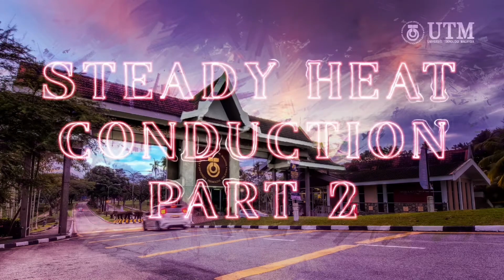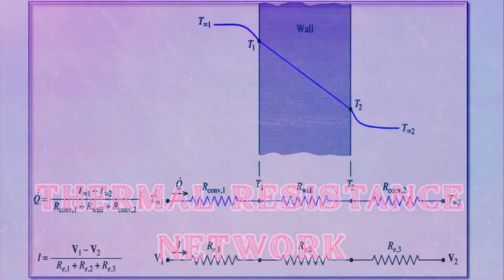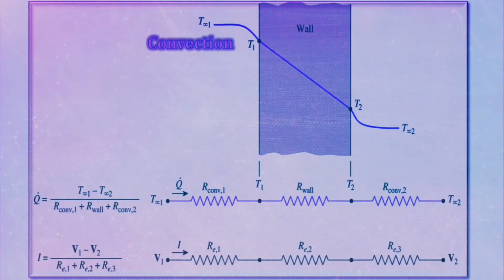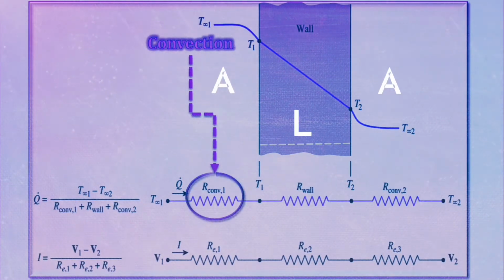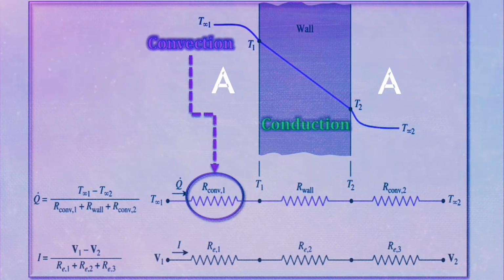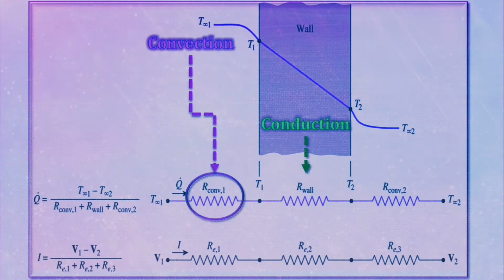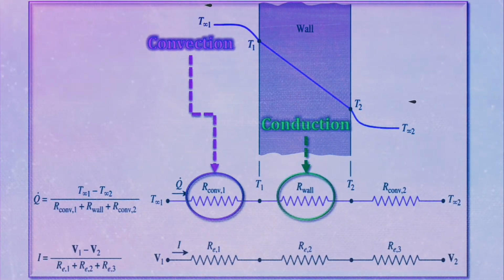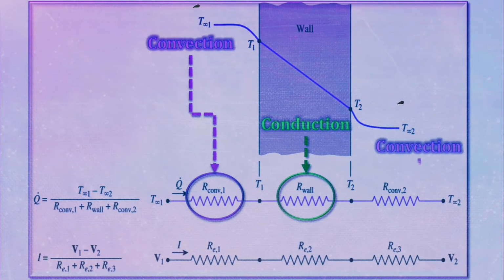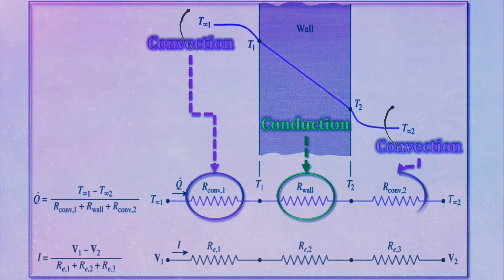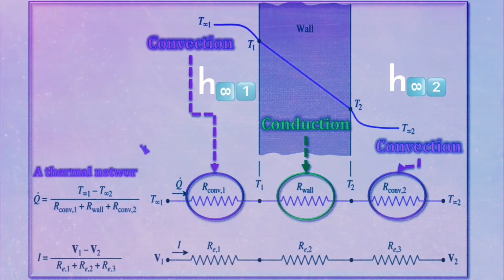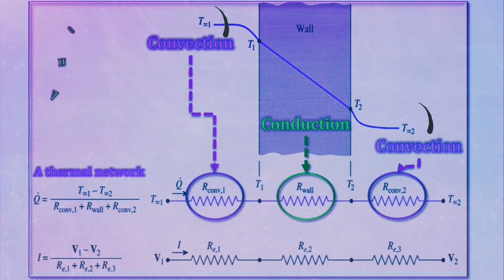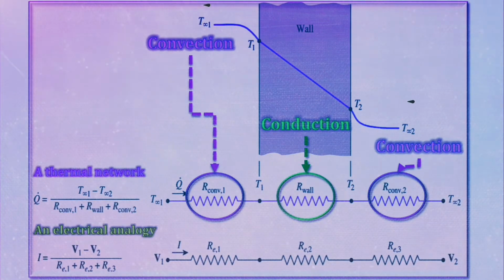In this video, I will explain about thermal resistance network. Consider steady one-dimensional heat transfer through a plane wall of thickness L, area A and thermal conductivity k exposed to convection on both sides to fluids at temperatures T infinity 1 and T infinity 2 with heat transfer coefficients h infinity 1 and h infinity 2 respectively, assuming T infinity 2 is lower than T infinity 1.